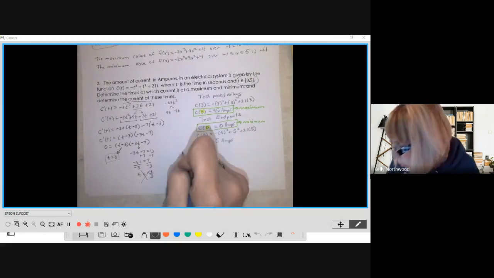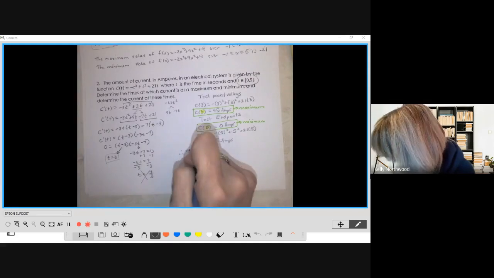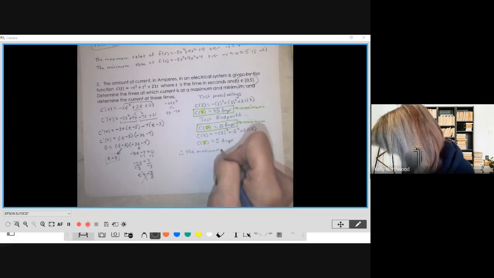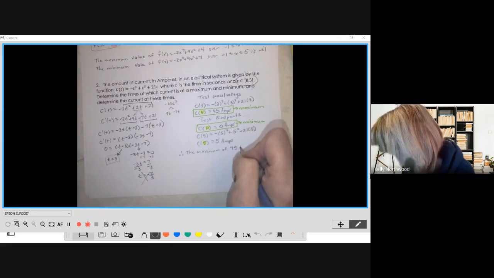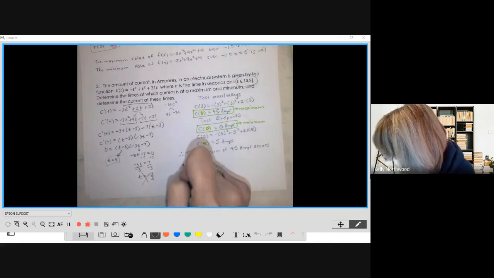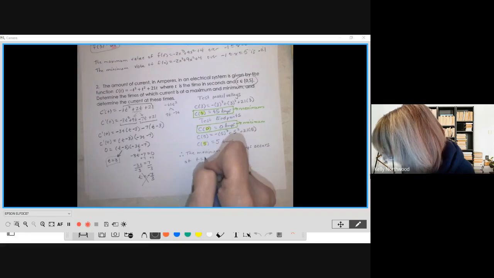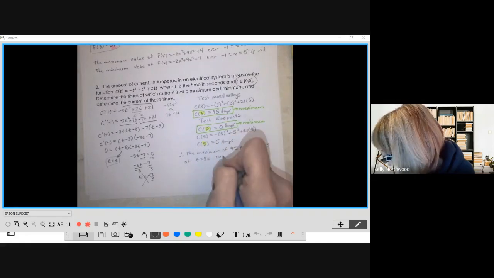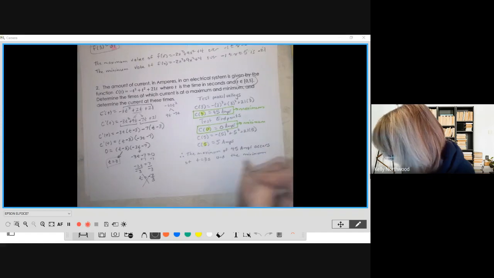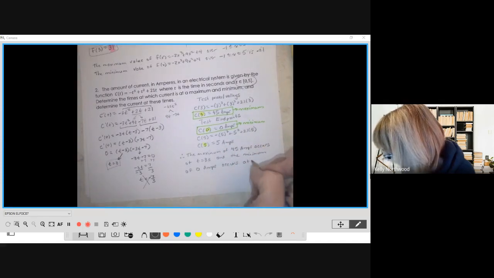So then our therefore statement will be the maximum of 45 amps occurs at t equals 3 seconds, and the minimum of 0 amps occurs at t equals 0 seconds.